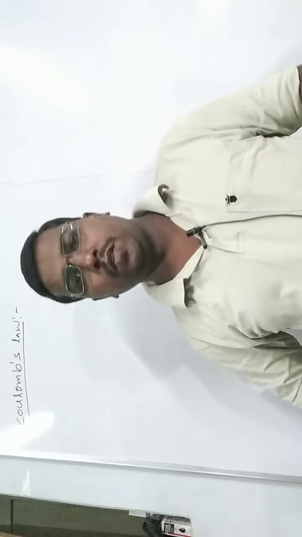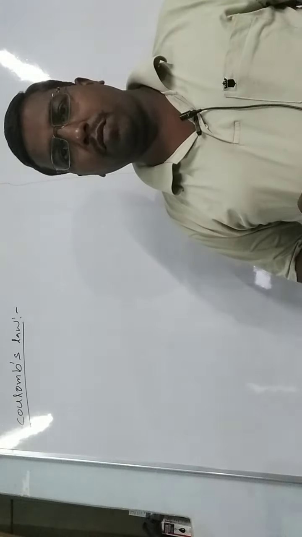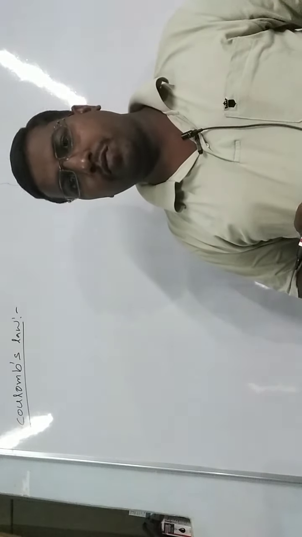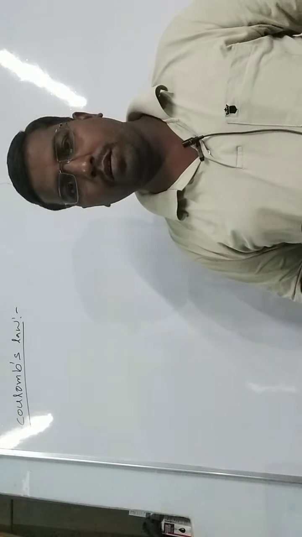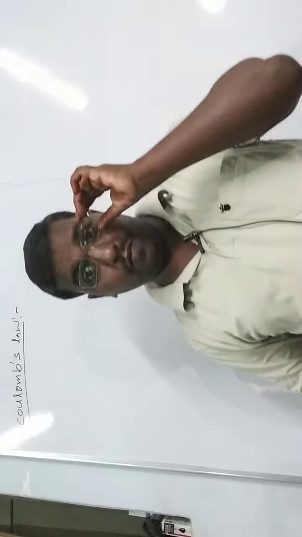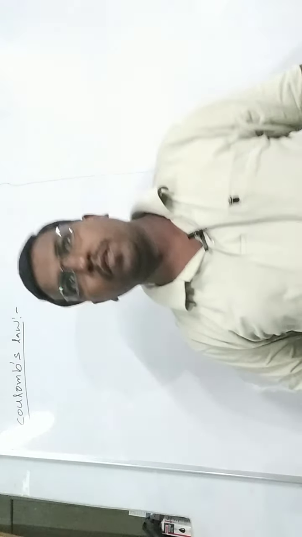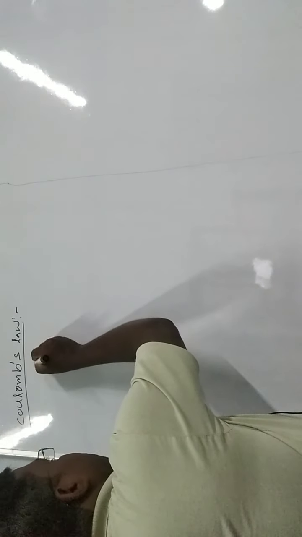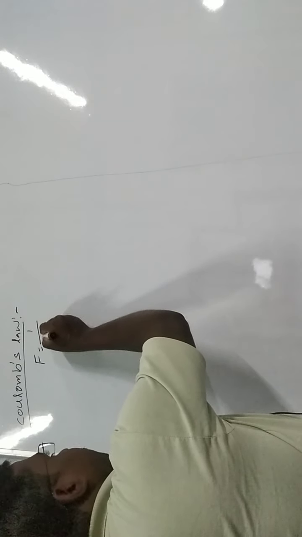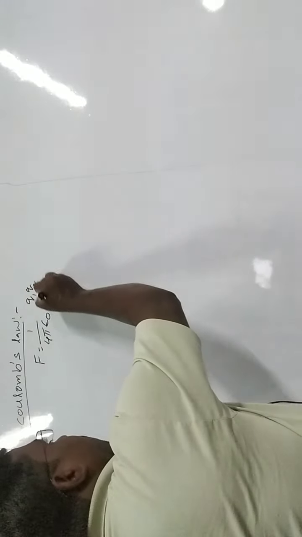Students, next we discuss some important topics on Coulomb's law. There are some important points on Coulomb's law. What are the important points? We have already discussed the formula: Coulomb's law for two charges in air is F equal to 1 by 4 pi epsilon naught into Q1 Q2 by R square.